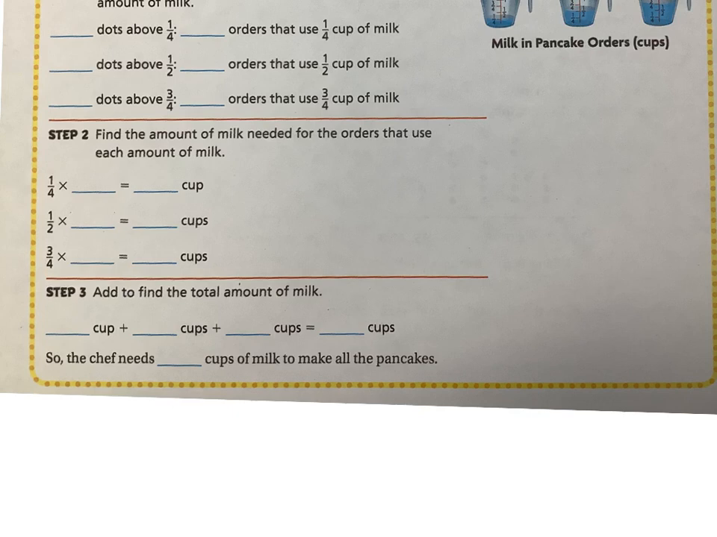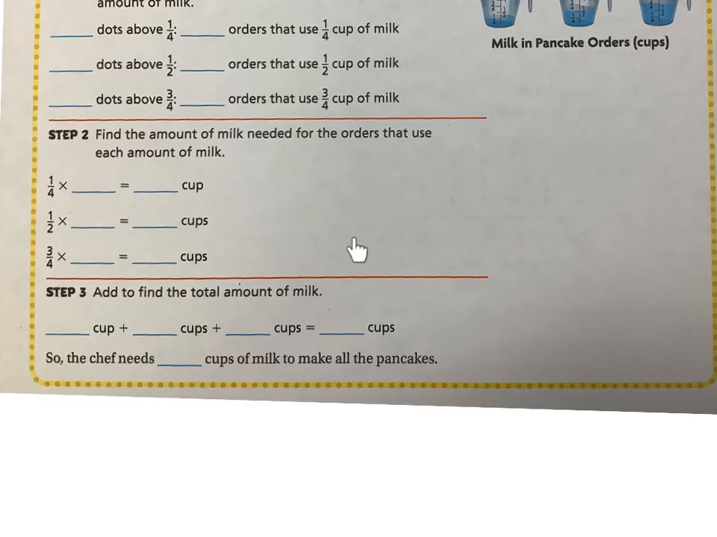All right, you should be on page 578 in section 16.2 in Go Math. We're going to do example 2 together, solve a multi-step problem. We are going to be analyzing data with a dot plot. A breakfast chef uses 3 different amounts of milk when making pancakes, depending on the number of pancakes ordered. The dot plot shows customers' orders for pancakes one morning. How much milk does the chef need to make all the pancakes?